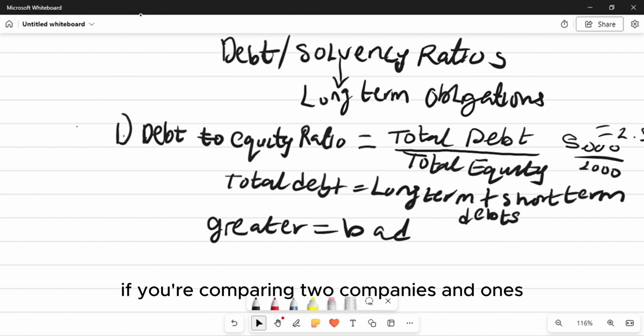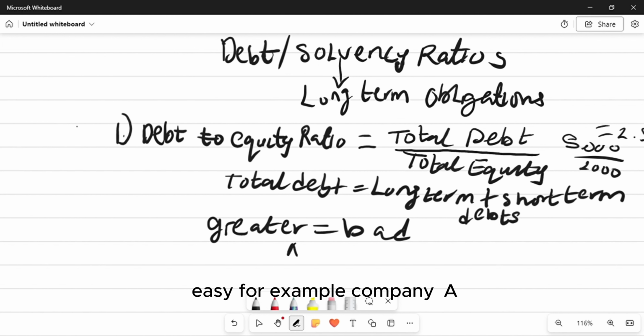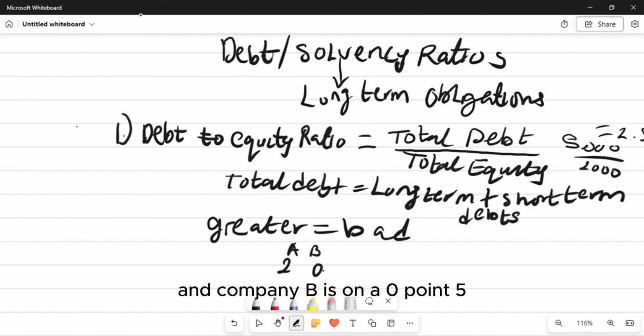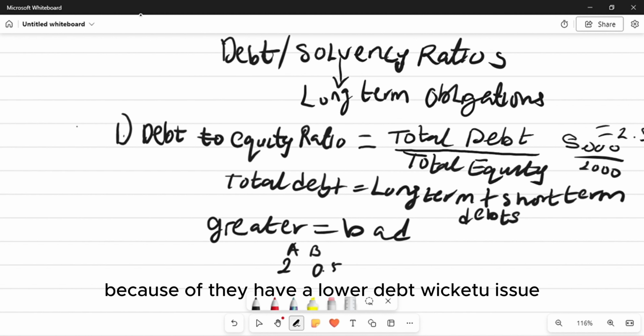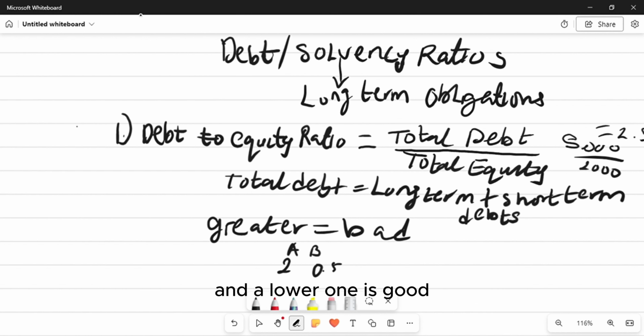So for example, if you're comparing two companies, company A and company B, and company A's debt to equity ratio is 2 and company B's is 0.5, company B is obviously better in this case because they have a lower debt to equity ratio, and a lower one is good, the higher one is bad. So now let's erase all that.